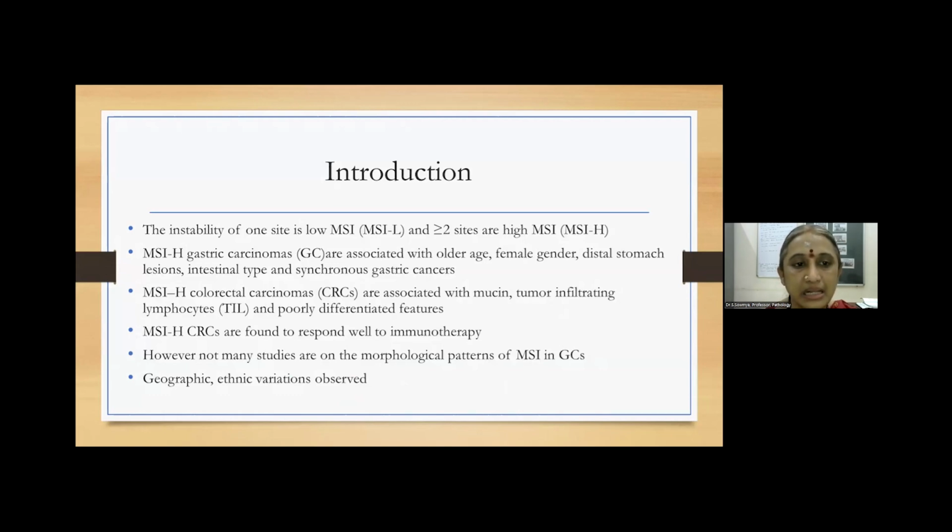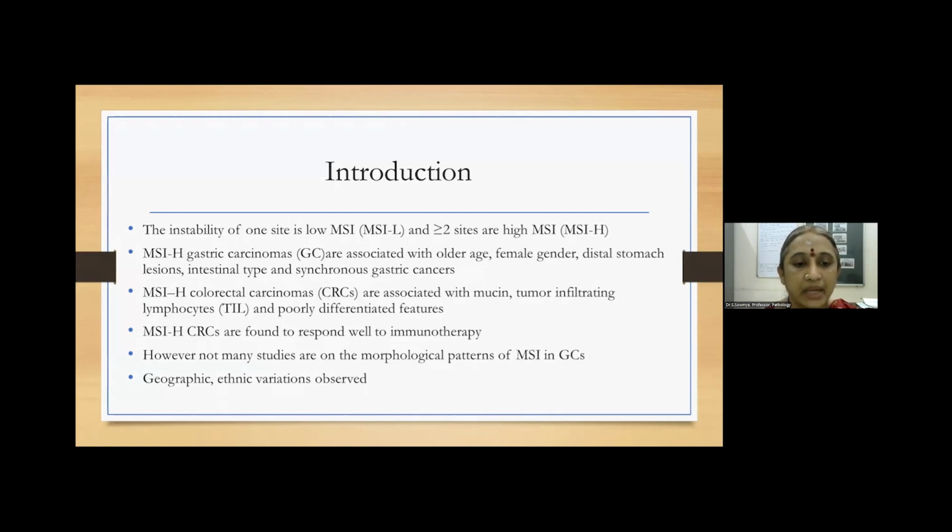lesions, intestinal type morphology, and also with synchronous gastric cancers. Whereas in colonic carcinomas, the instability high status is associated with mucinous morphology, plenty of tumor infiltrating lymphocytes, and also poorly differentiated features in the microscopy. Microsatellite instability high CRCs are found to respond very well to immunotherapy.